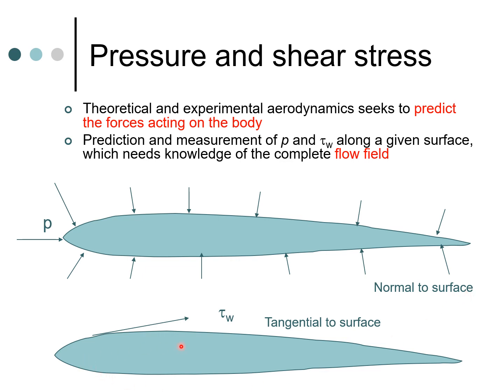And here we see that this tau W is tangential to the surface. So this again acts at all the points on the surface, but it is tangential to the surface. Prediction and measurement of this P and tau W on the surface are very important, and if we want to calculate these, or even calculate them using measurements, we need to know the complete flow field. So that's the importance of the flow field. That's why we need to know pressure, density, temperature, and velocity.